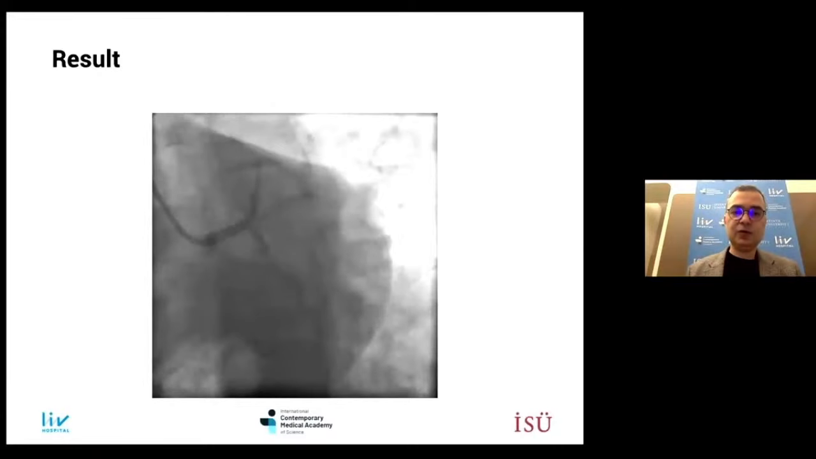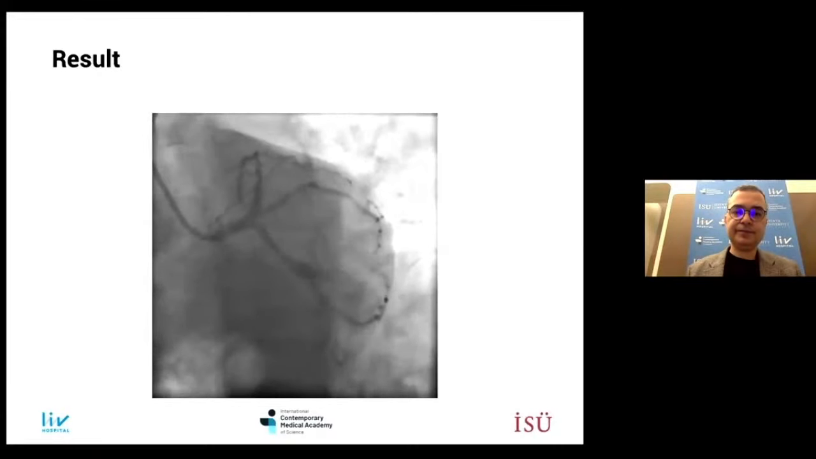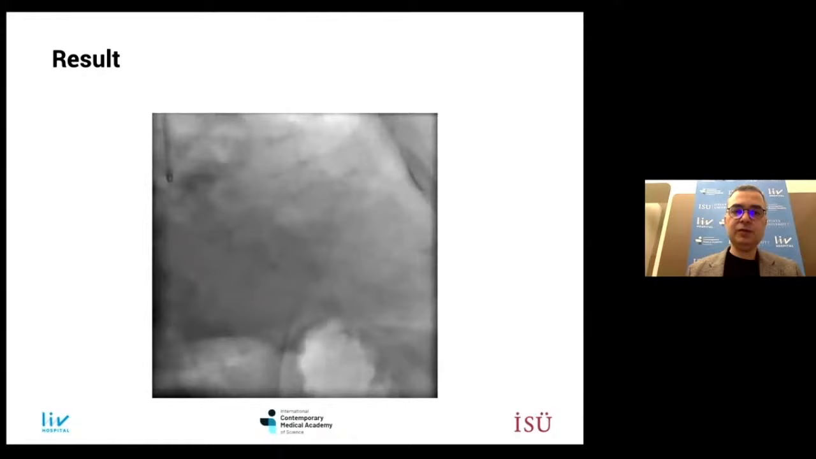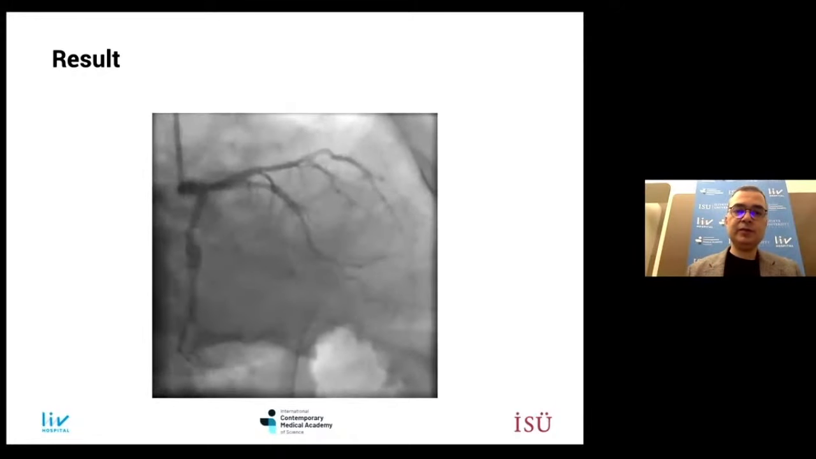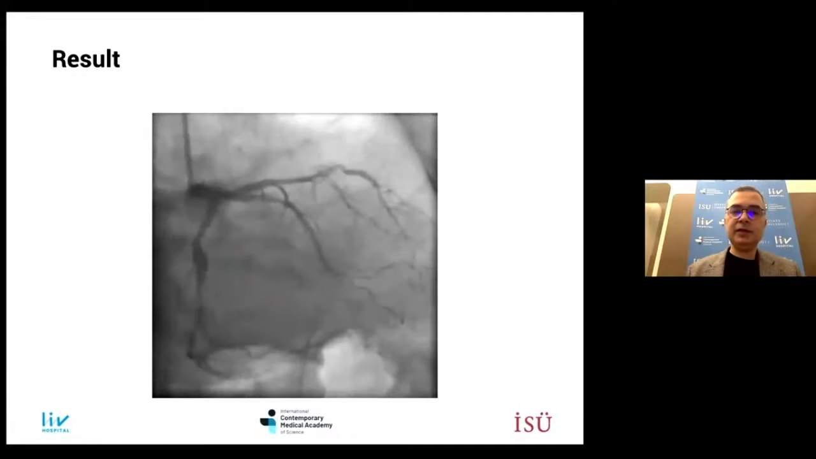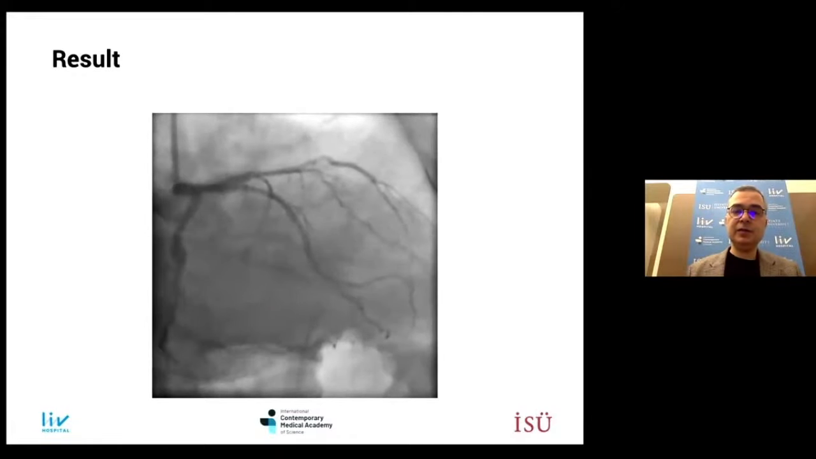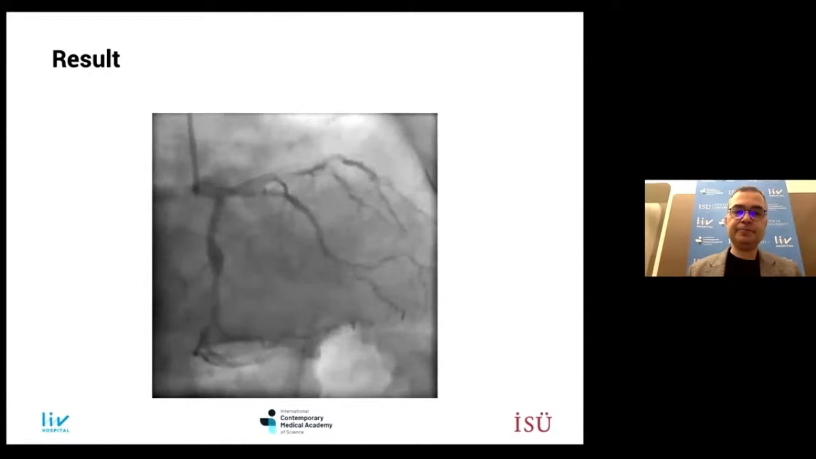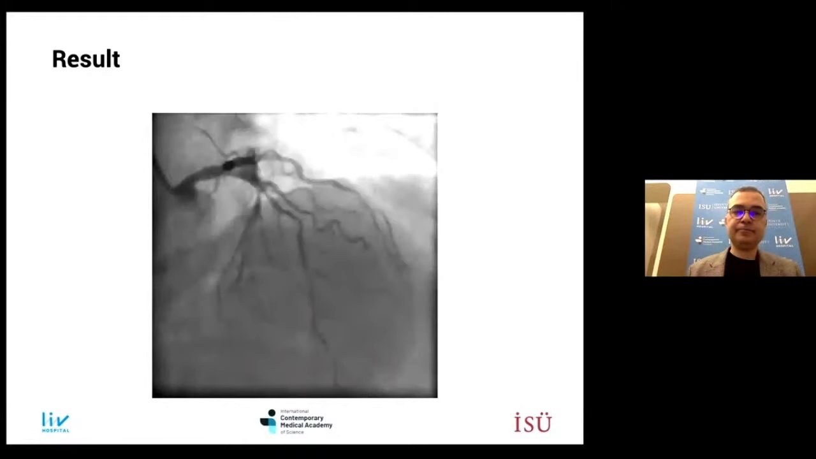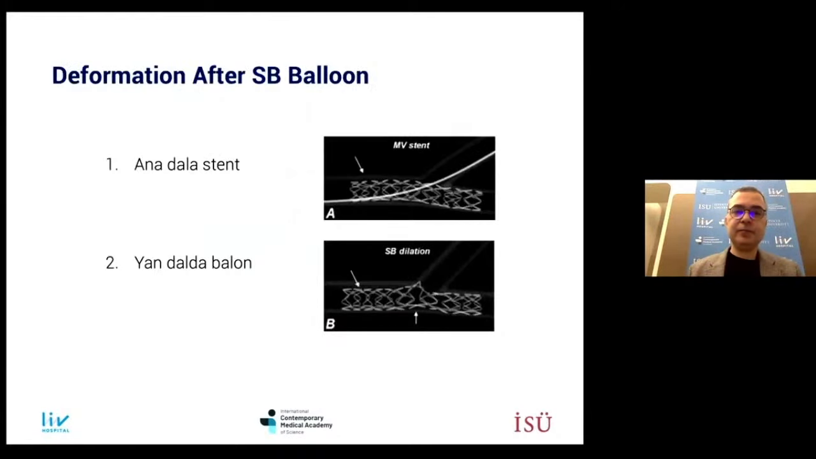So this is the result. And as you see, all of the branches are in good shape: the left main, the LAD, the circumflex, and the intermediate artery. So maybe we can stop just here.